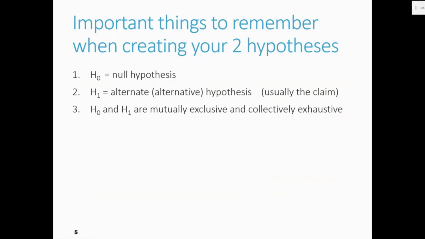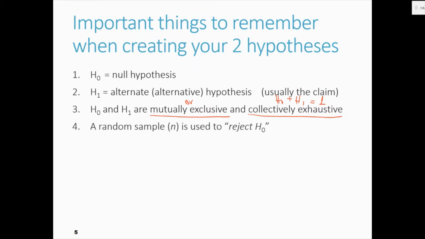So this is all the way from one of our first sessions. Mutually exclusive means you can do either one or the other. You cannot do both at the same time. And collectively exhaustive is when you do H0 plus H1, that's equal to 1, meaning you have all the probabilities here. Fourth, a random sample of size n is used to reject or accept the H0.